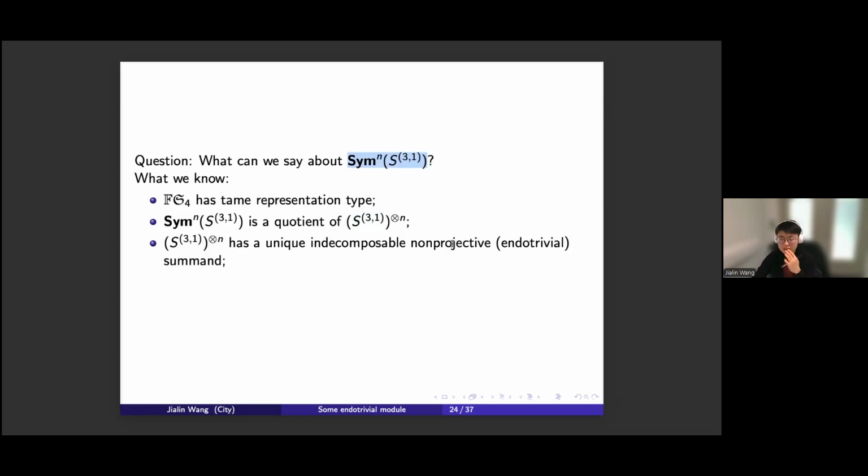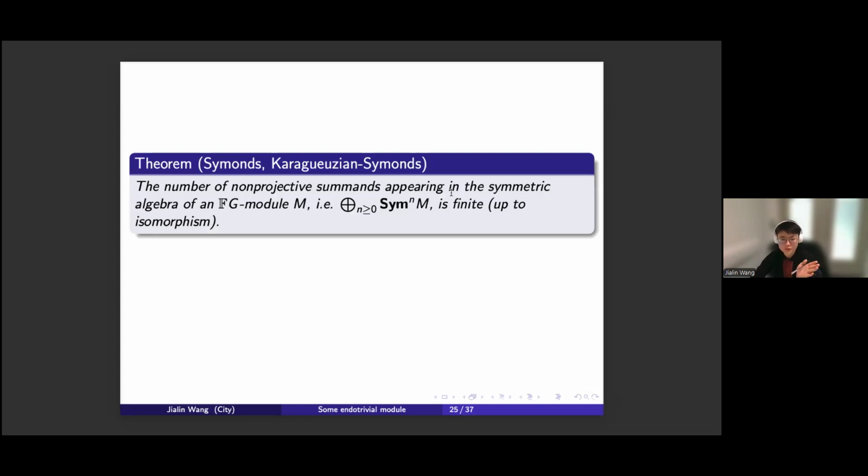Now, another reason is that there is a wonderful, beautiful theorem by these two authors. They said that if you take the group algebra FG and any module M, the number of non-projective summands appearing in all nth symmetric powers of M will be finite up to isomorphism. So it tells us that if we want to describe the non-projective summands appearing in the nth symmetric power of M, it will be finite. So you do have a chance to succeed.